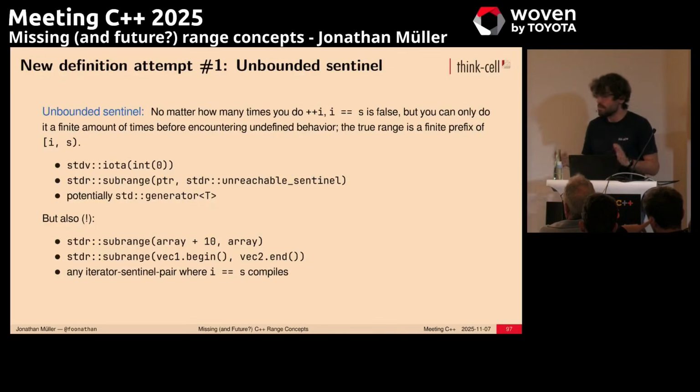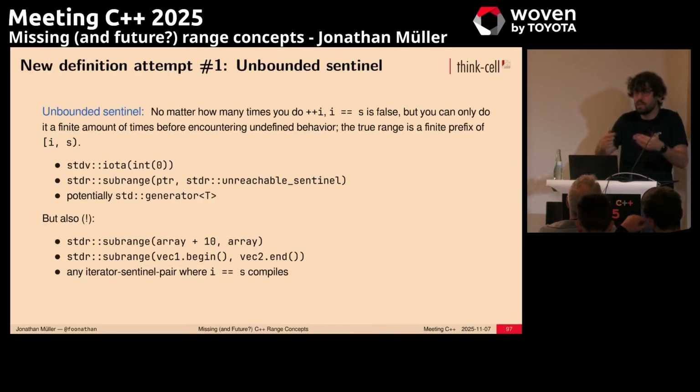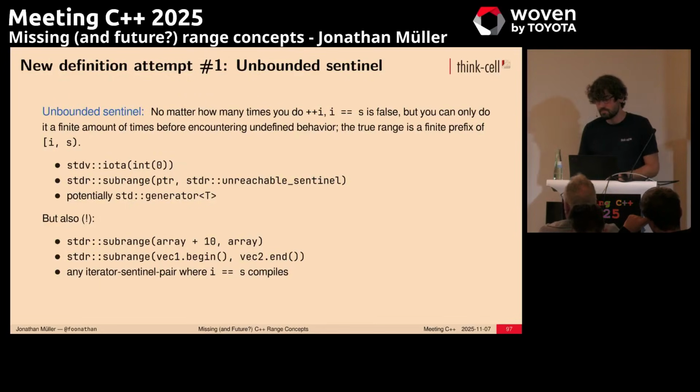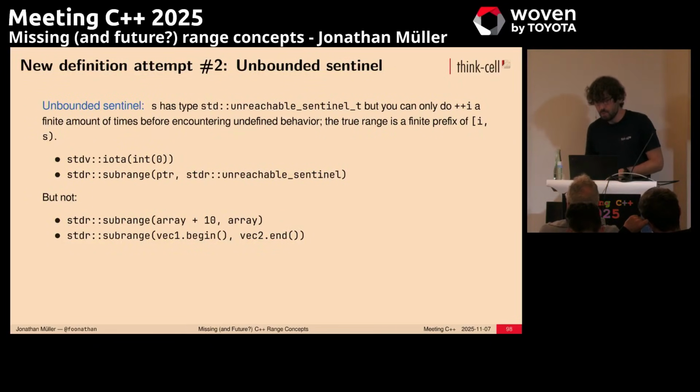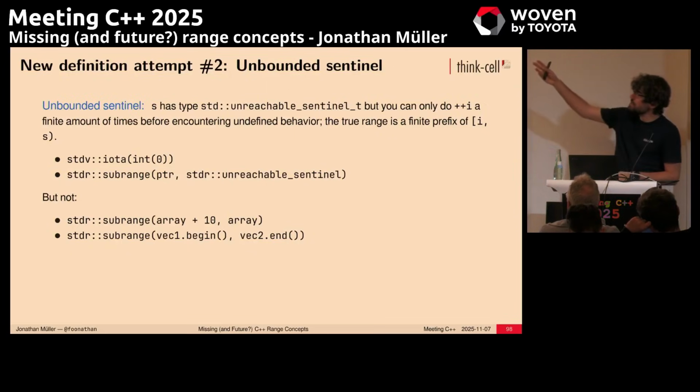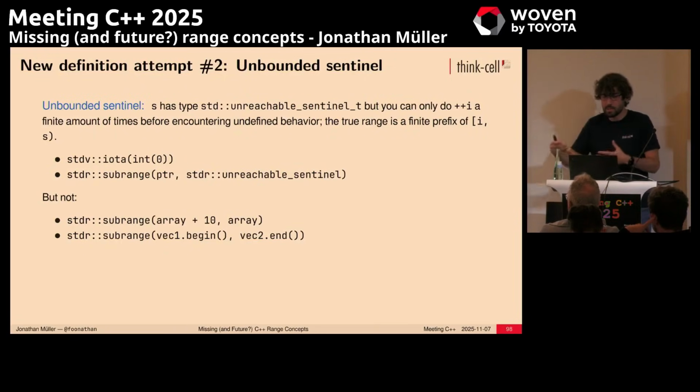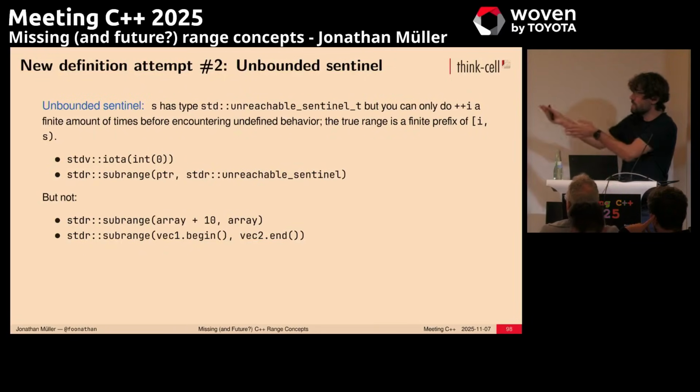So this is too broad, because we still want to prohibit the truly invalid ranges. So let's make it more precise and say, okay, it's only unbounded if we actually use the type unreachable sentinel. And now this covers iota and the subrange, but it doesn't allow those ones, because those ones don't use unreachable sentinel, you just provide the bonk sentinel.